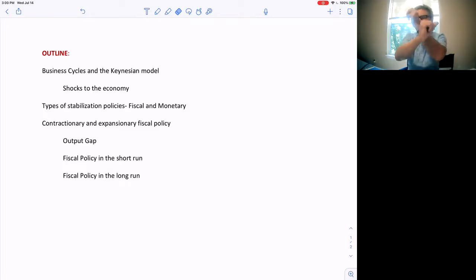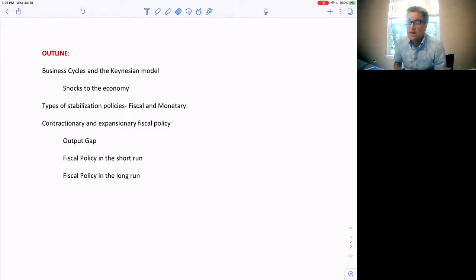And both of them are bouncing around. Aggregate supply is bouncing around, aggregate demand is bouncing around. And so we can look at these as shocks to the economy, and it's particularly the aggregate demand curve that bounces around. It seems to cause the changes in output or recessions. So we'll look at these shocks to the economy in terms of the Keynesian model.